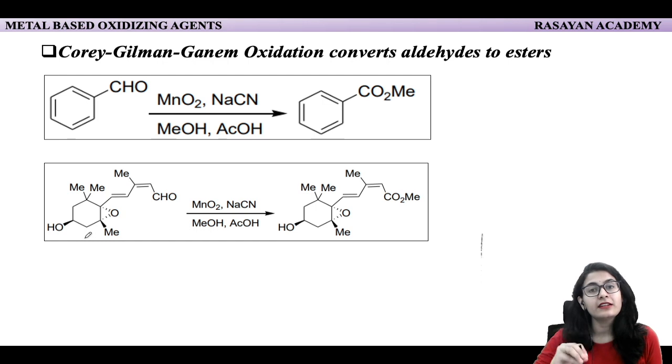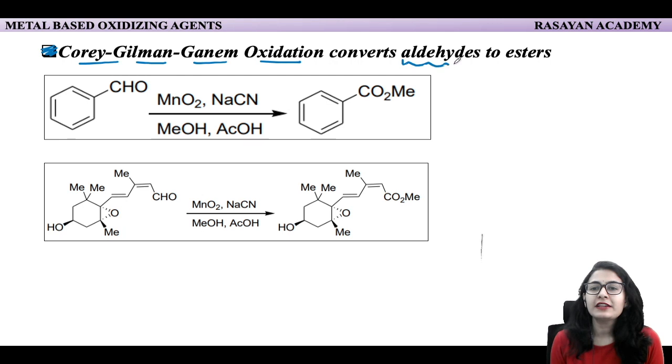Now, what are the other important reactions of manganese oxide? There is a reaction called Corey-Gilman-Ganem oxidation, which converts aldehydes to esters. And now you see, it is such an easy reaction. When we have an aldehyde, directly converting this to the ester seems difficult because how are we going to do so? If we, let's say, attack it with a methyl Grignard, the aldehyde will become an alcohol. So what happens is, we are using manganese oxide and we are also using sodium cyanide or potassium cyanide. See what this does.